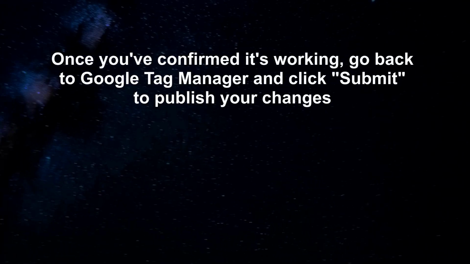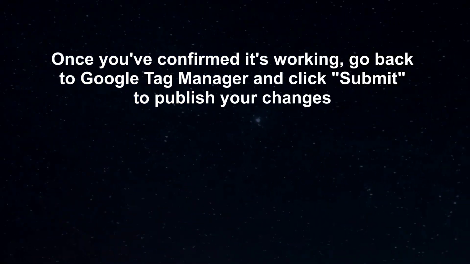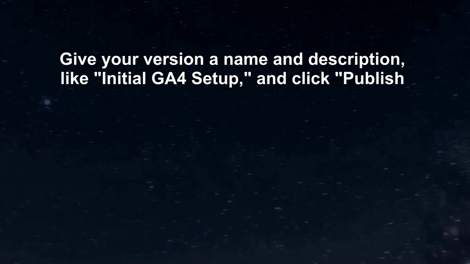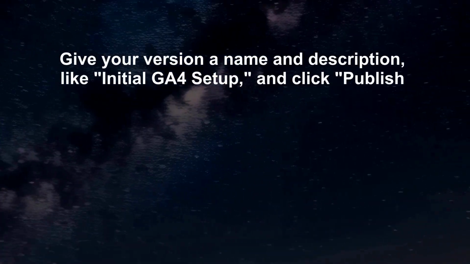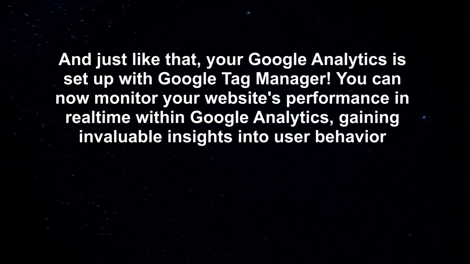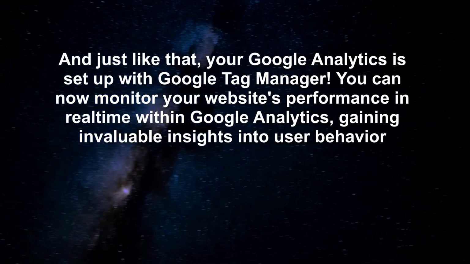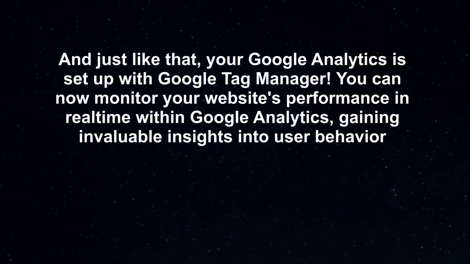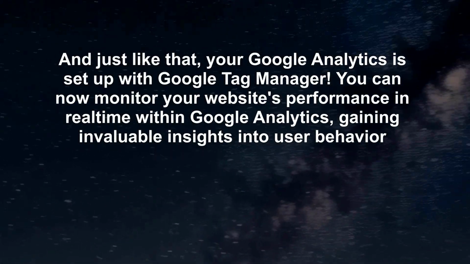Once you've confirmed it's working, go back to Google Tag Manager and click Submit to publish your changes. Give your version a name and description, like Initial GA4 Setup, and click Publish. And just like that, your Google Analytics is set up with Google Tag Manager. You can now monitor your website's performance in real time within Google Analytics, gaining invaluable insights into user behavior.